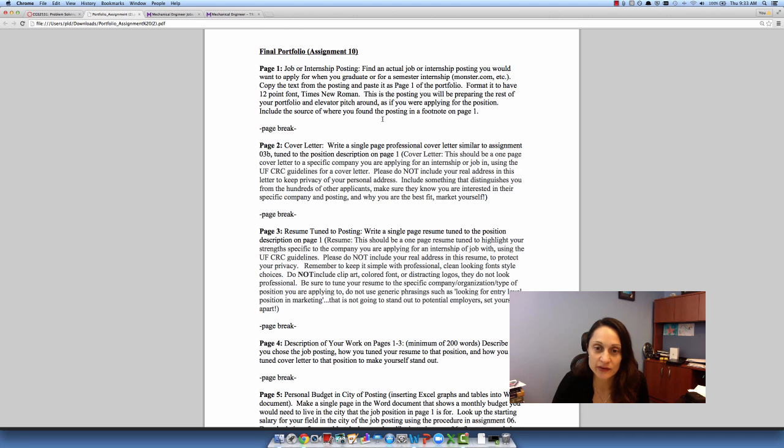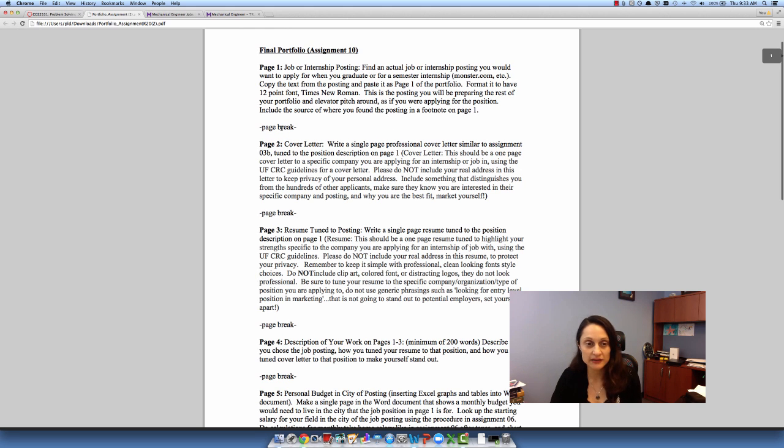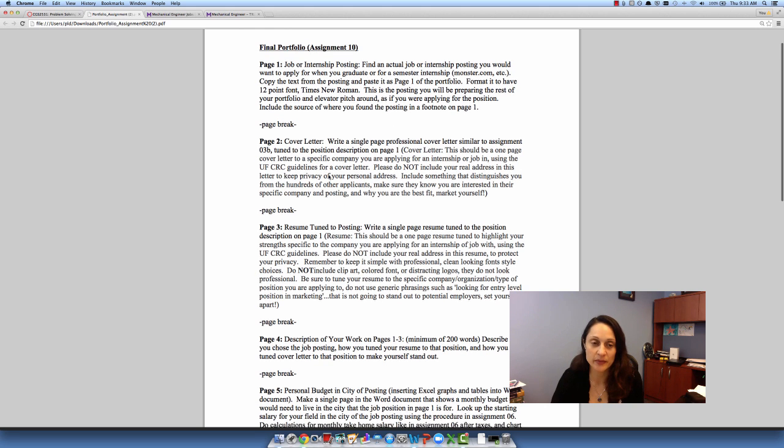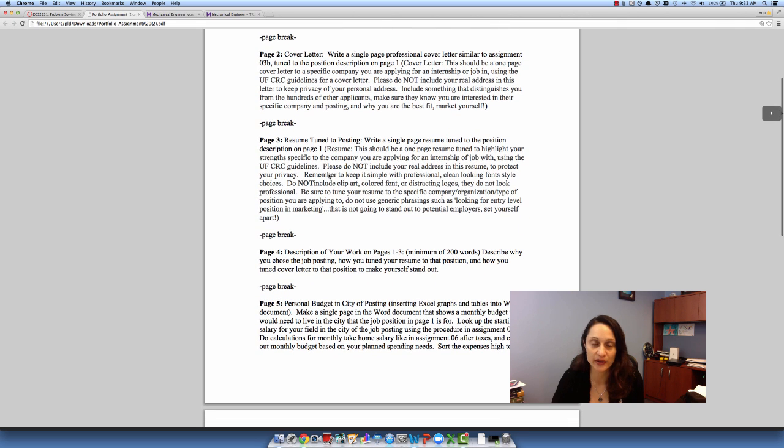Include the source of where you found the posting in a footnote on page 1. So your first page of your portfolio is copying the text from that job posting, moving it over, getting it in the right font size and text style, including the reference of the web page and the search methods you used to find it as a footnote on that first page. Then insert a page break. There should be a page break before page 2 of your portfolio.